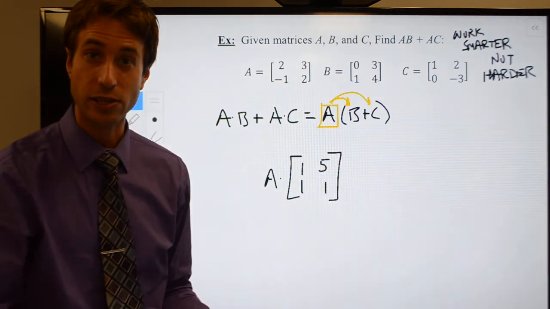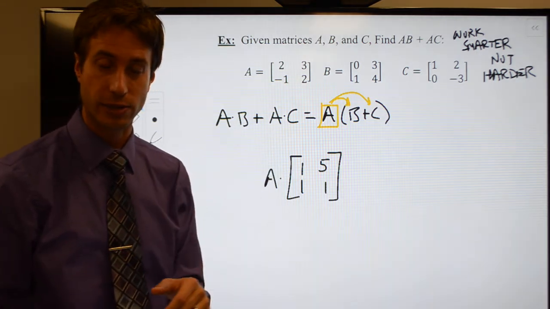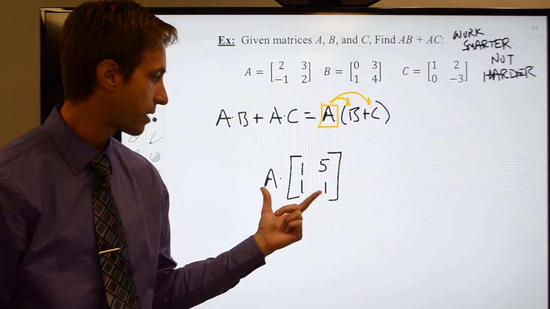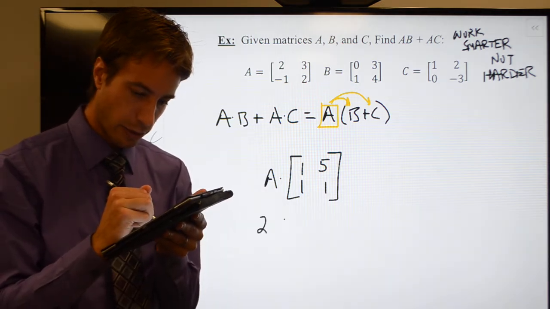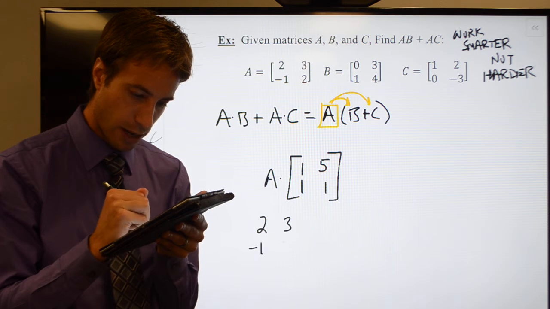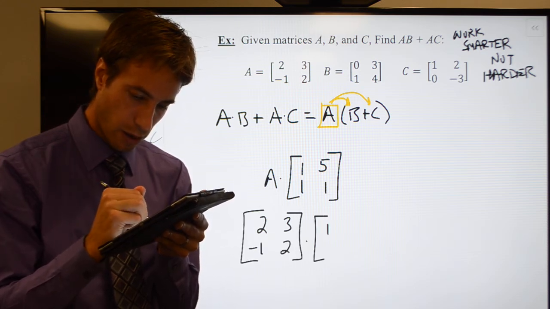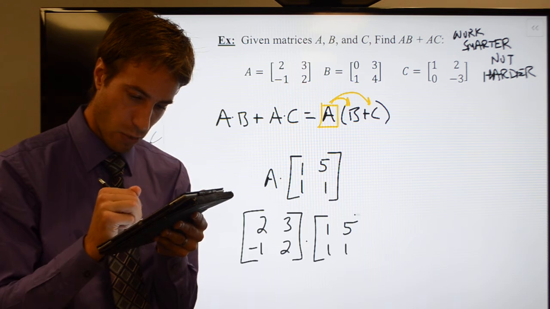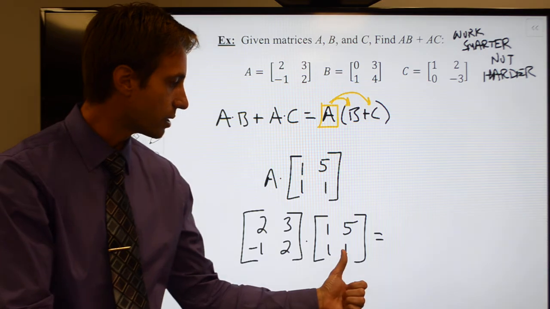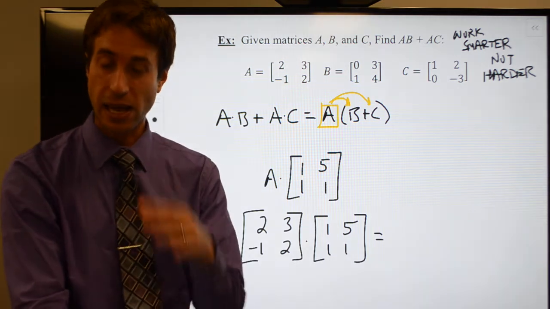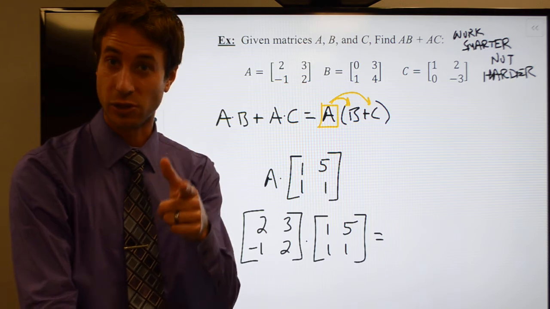Now all I need to do, right, because remember, originally they wanted me to do 2 product matrices, and I have simplified that down to, now all I have to do is 1. I just simply need to do 2, 3, negative 1, and 2, multiplied by 1, 5, 1, and 1. Well, first I need to figure out if this is even possible. This is a 2 by 2, this is a 2 by 2, so yes. Yes, I can multiply these guys together, and it's a 2 by 2 matrix.